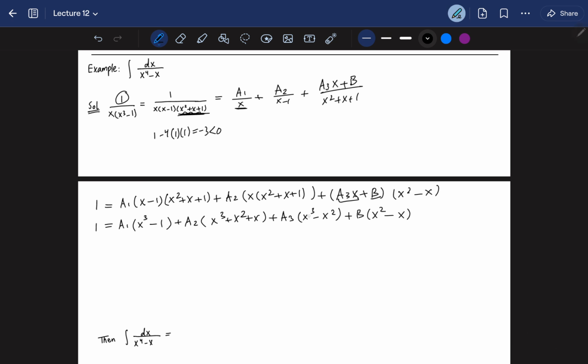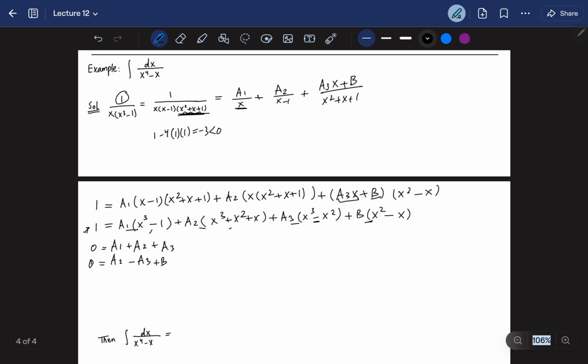Since I have an x cubed here, I'm going to start with that. Here I don't have any x cubed, so the coefficient is just 0, and then I have a1 plus a2 plus a3, and we don't have any b's. Then similarly for x squared, I don't have it here, so it's going to be 0. Then no a1s, I have an a2, and I have a negative a3, and a positive b.